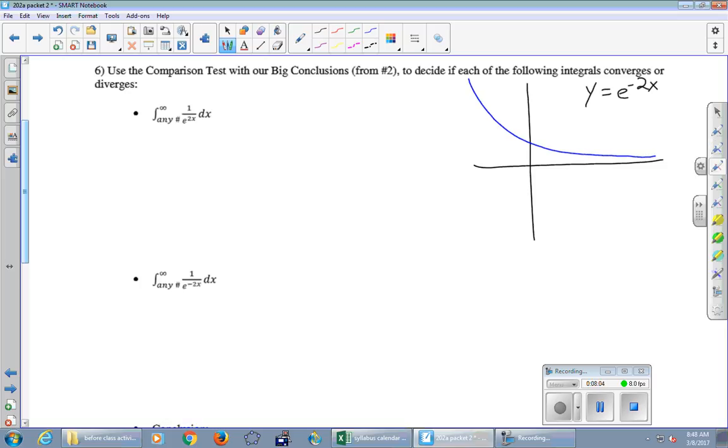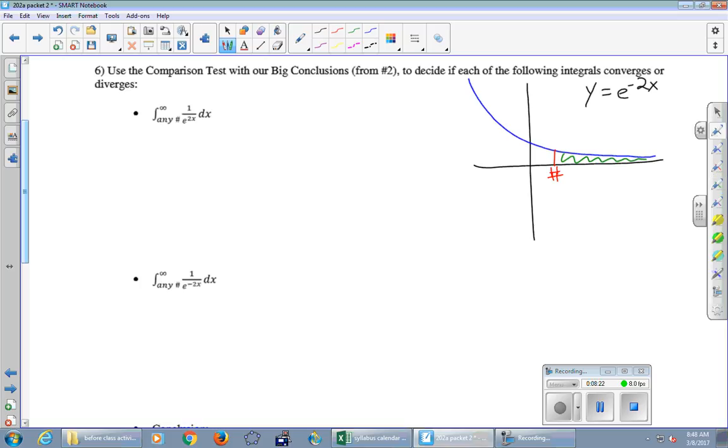And we're going from any number over to infinity. I'm just going to put my generic number here, right? Any number to infinity. So we were thinking about that area, and we are trying to decide whether that area is finite or infinite.